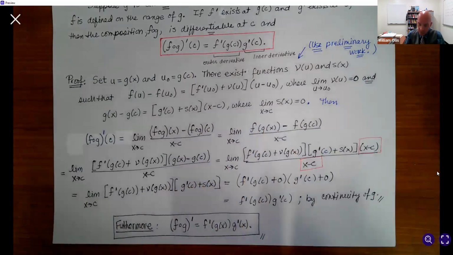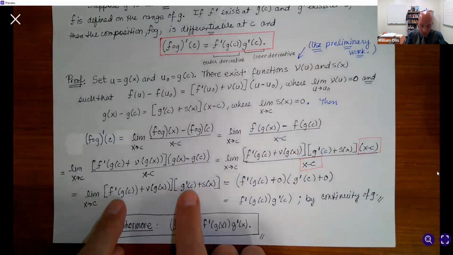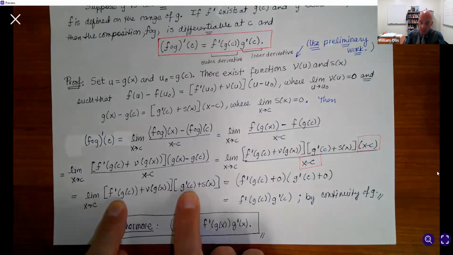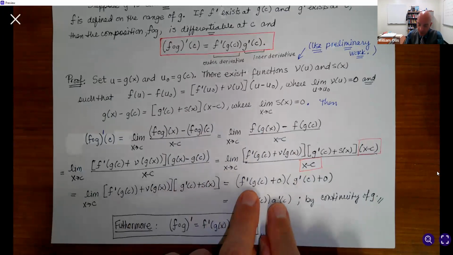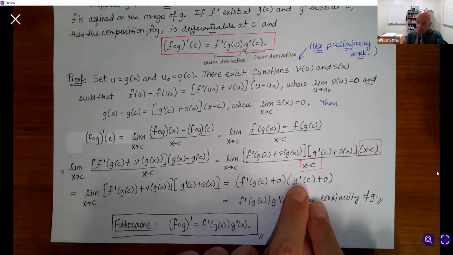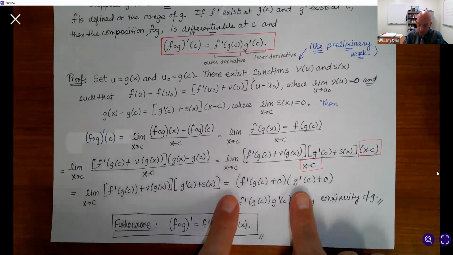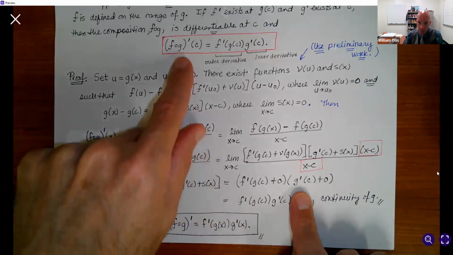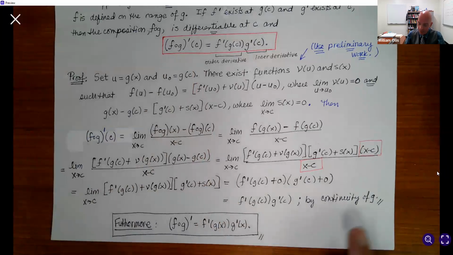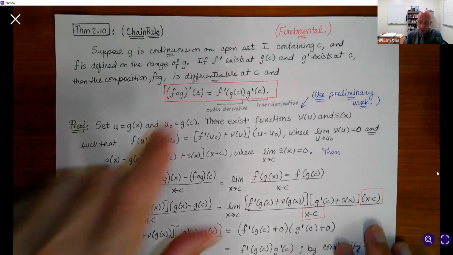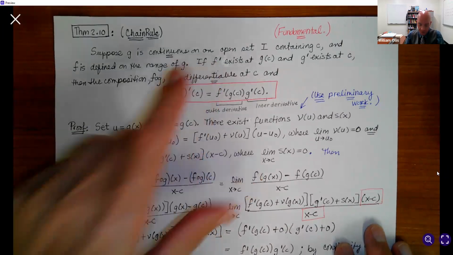That's, again, the key construction. And of course, these two terms have no x dependence. So we just end up with f prime evaluated at g of c times g prime evaluated at c, which is exactly this, the result of the theorem, by the continuity of g. The continuity of g is essential. That's why we have this in the hypothesis.